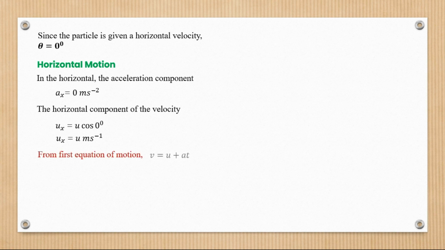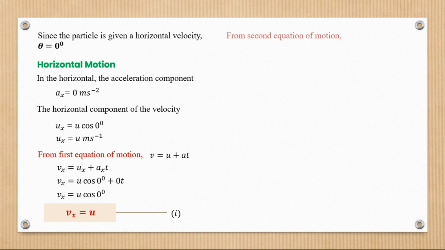From the first equation of motion, which is V is equal to U plus AT, we can see that Vx is UX plus AXT. When we substitute in theta as 0, and remember that AX shall be equal to 0, we shall remain with Vx being equal to U cos 0, which is basically U. So Vx is equal to U, and that's going to be our equation 1.